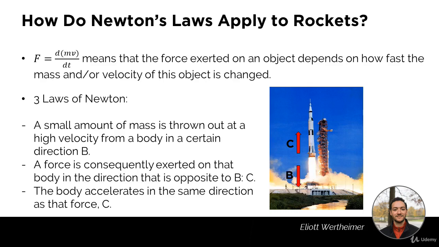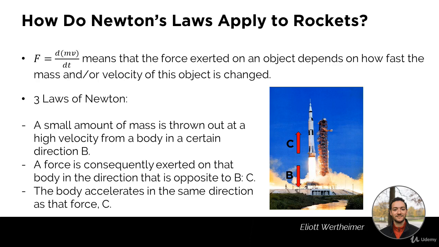So let's look at how the laws of Newton apply to rockets. The equation we just saw, that force is equal to the time derivative of linear momentum, essentially means that the force exerted on an object depends on how fast the mass and or velocity of this object is changed. That's essentially the second law of Newton.